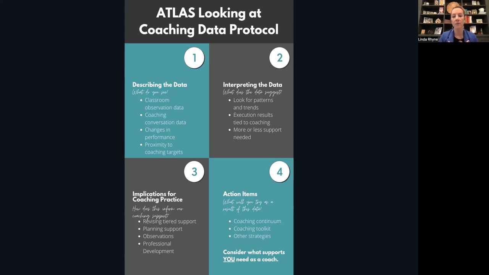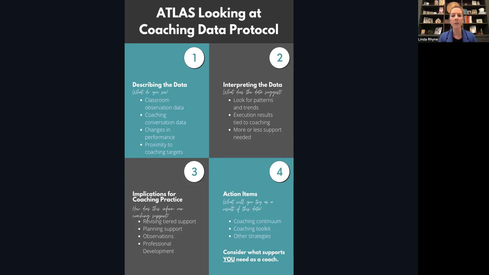So what are the things that we want to be doing in each of these steps? When we're describing the data, we're going to be taking a close look at what we see in the classroom observation data, in our coaching conversation data, and any of those anecdotal notes that we've been taking. Are there any changes in performance? And what's the proximity to our coaching targets?